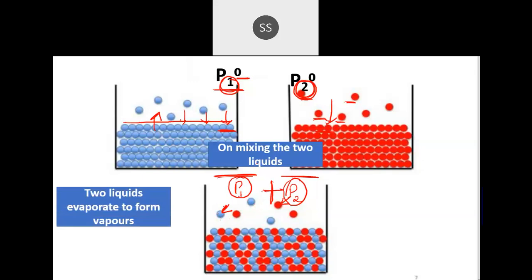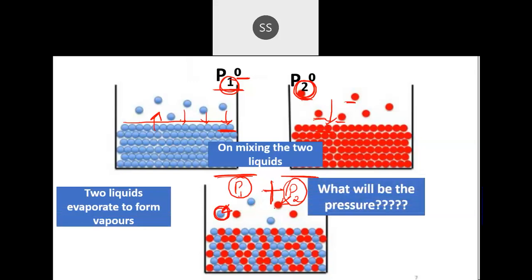Two liquids will evaporate and both will exert pressure, but how much pressure will one component exert? That is what we have to calculate. It's almost similar to what you learned yesterday, but yesterday, in the solubility of gas, a gas was dissolved in the liquid. Now here you have both of them in the liquid state, going into the vapor phase and exerting a pressure. So now we are calculating how much pressure will be exerted by one liquid.